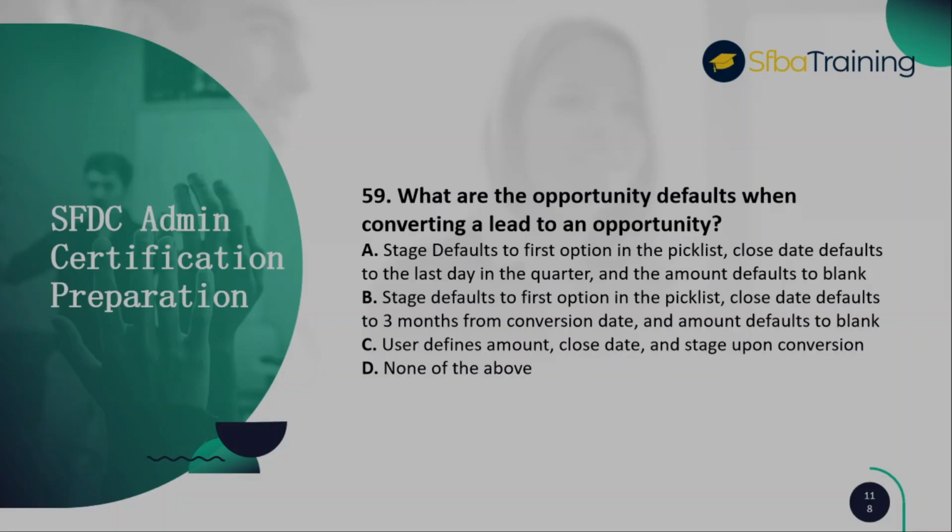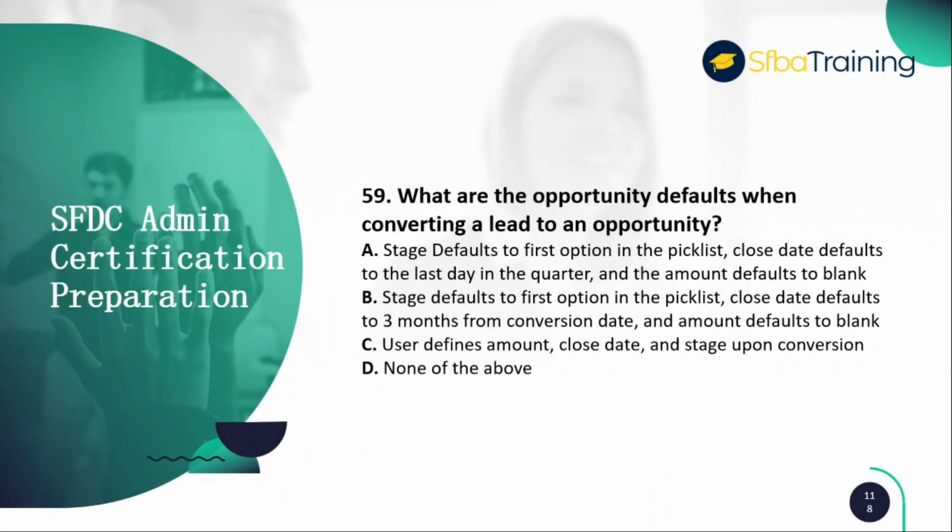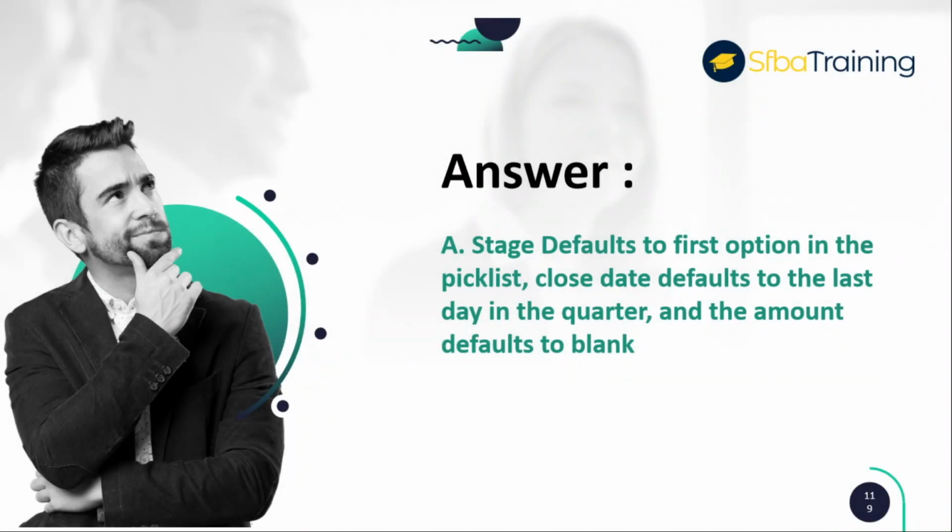True. Number 59. What are the opportunity defaults when converting a lead to an opportunity? A. Stage defaults to first option in the pick list, close date defaults to the last day in the quarter, and the amount defaults to blank. B. Stage defaults to first option in the pick list, close date defaults to 3 months from conversion date, and amount defaults to blank. C. User defines amount, close date, and stage upon conversion. D. None of the above. The answer is A. Stage defaults to first option in the pick list, close date defaults to the last day in the quarter, and the amount defaults to blank.